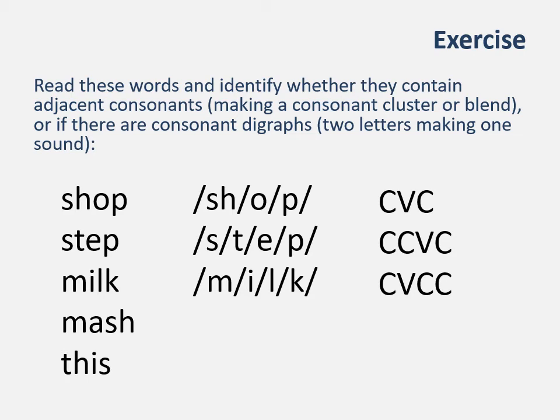What about the next one? Mash. M, a, sh. We've got consonant m, vowel a, and then sh. And sh is a consonant, and it's a consonant digraph. We have the S and the H making 1 sound, so it is a CVC word.